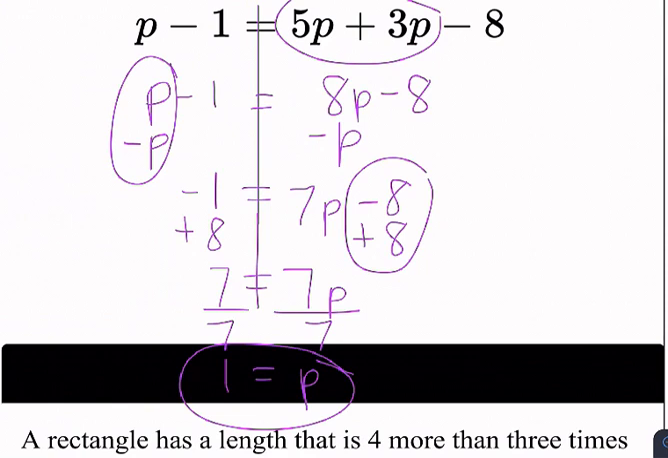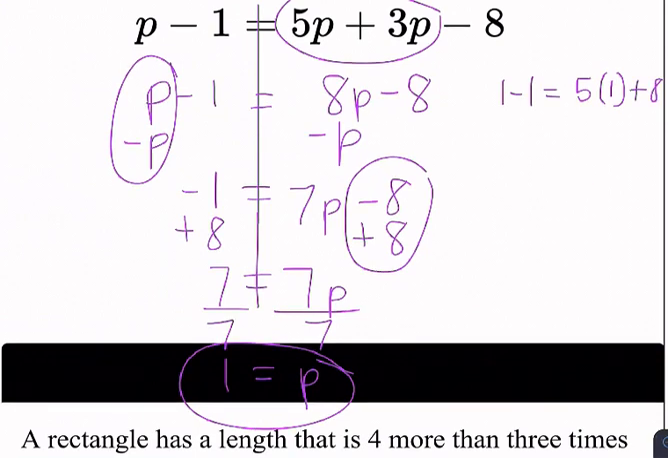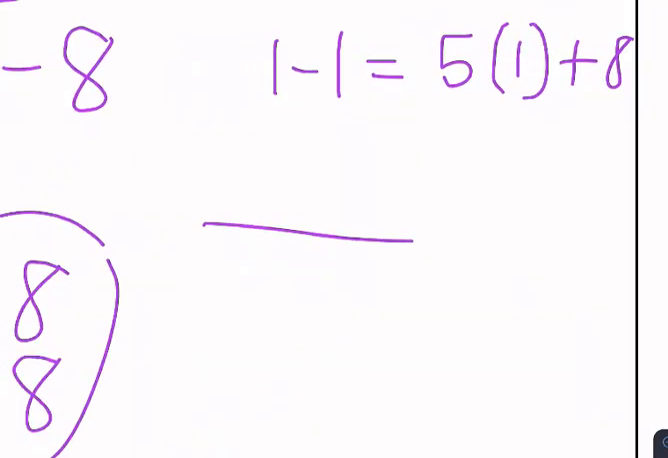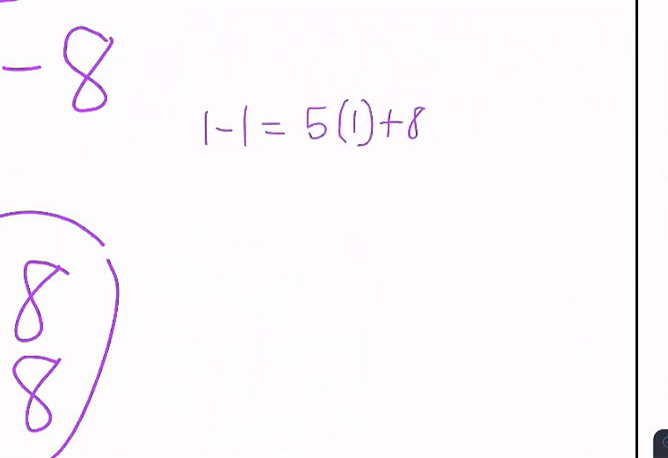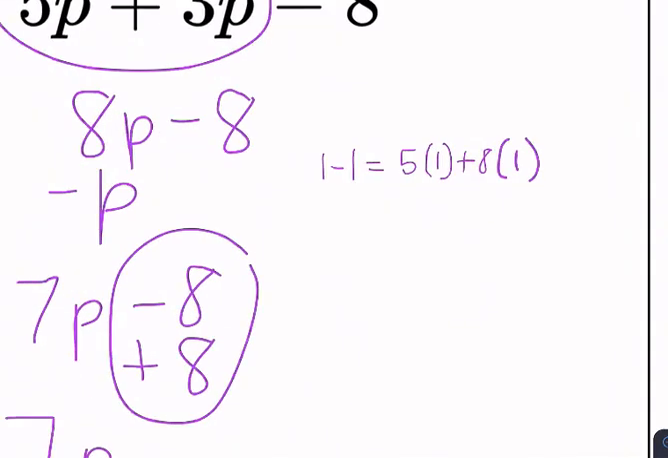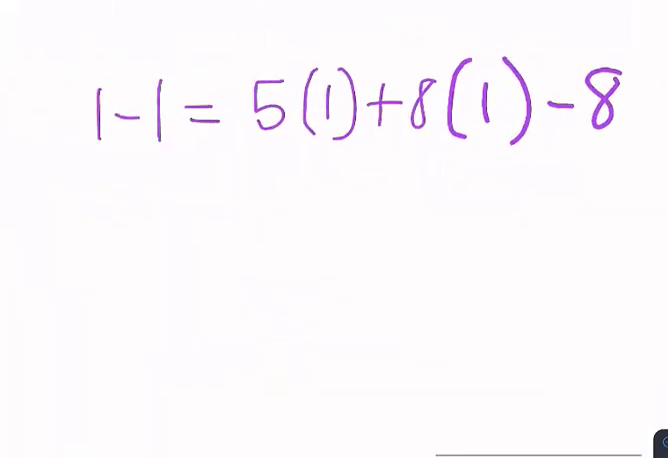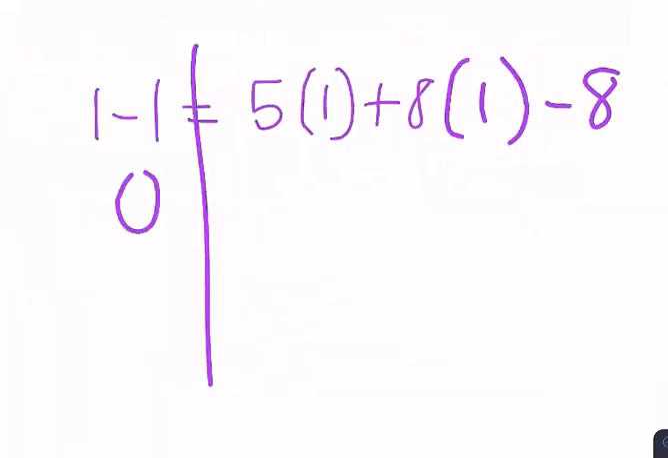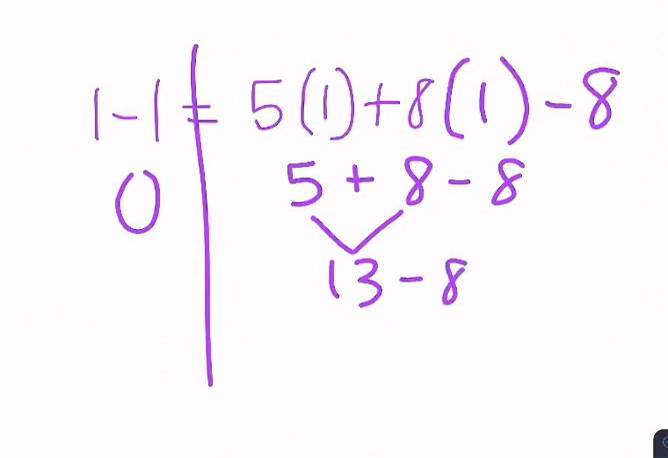So I'm going to plug in 1 every time I see p. On my left side, I'm going to have 1 minus 1. And then I'm going to have 5 times 1 plus 8 times 1, and then minus 8. Okay, double checking. 1 minus 1 is 0. So then I have 5 plus 8 minus 8. 5 plus 8 is 13.